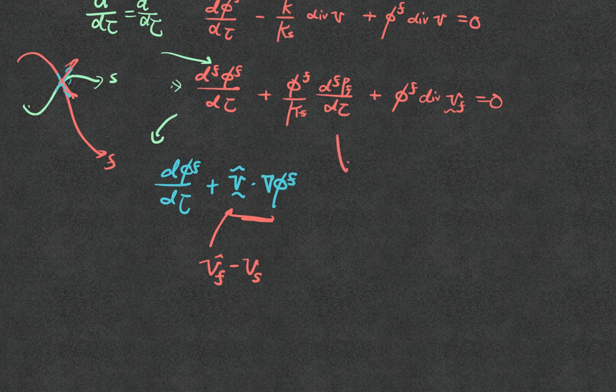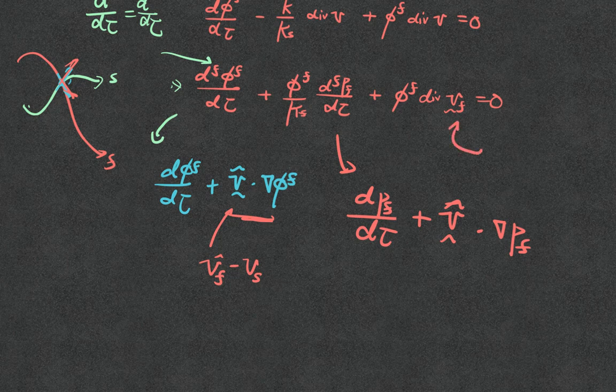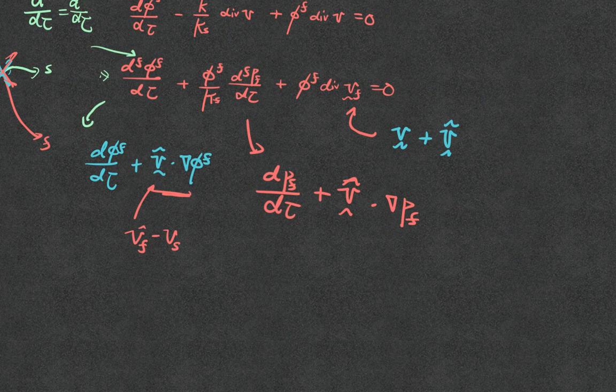Okay, so this one, as we said before, I need to do the same to change the perspective. I would write it again with respect to the solid derivative, and I have the relative velocity between the fluid and solid times the gradient of P. And this one also needs to be changed. I will have this as a velocity plus the relative velocity between the fluid and solid. Now let me write it out.